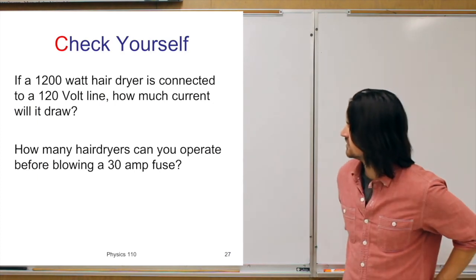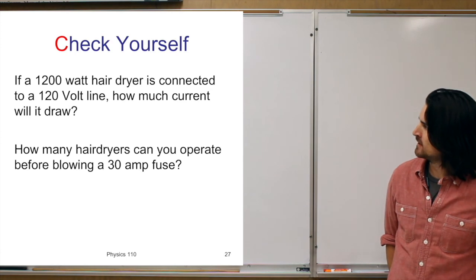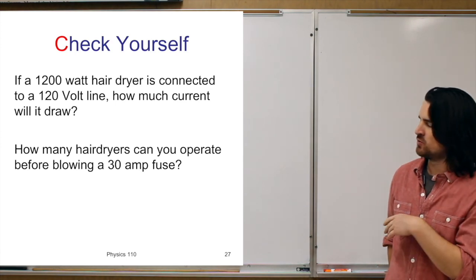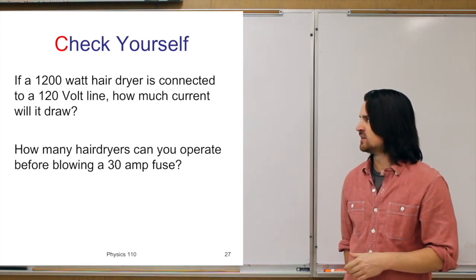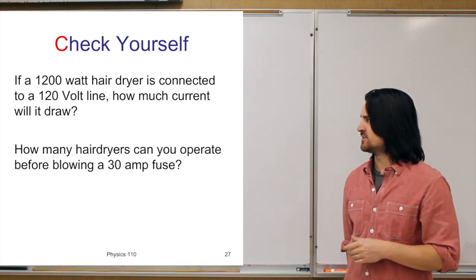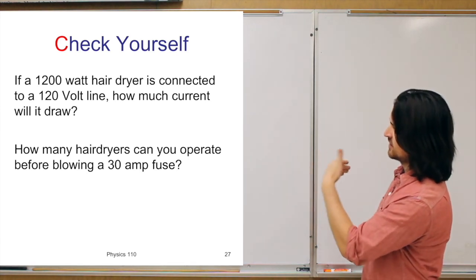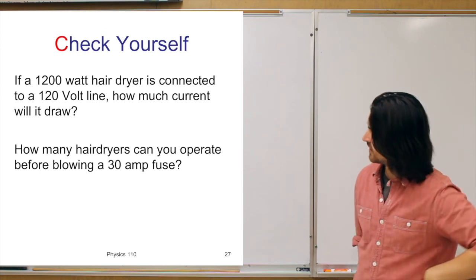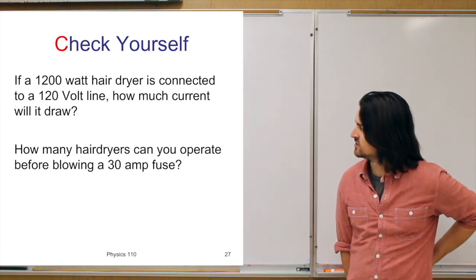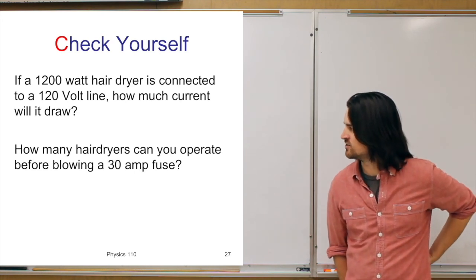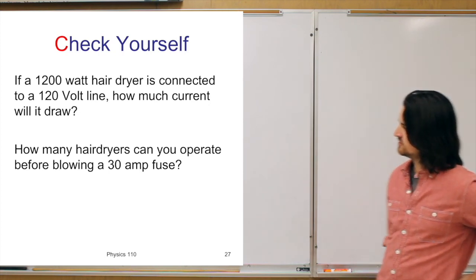Okay, so finally, just last question, a way to check yourself here. Go back to that way of calculating power, and hopefully you can see how to utilize that to answer some of these questions about connecting the hairdryer to your power outlet and how much current is drawn there, and then decide how many hairdryers you can connect before you start blowing a fuse rated for 30 amps.